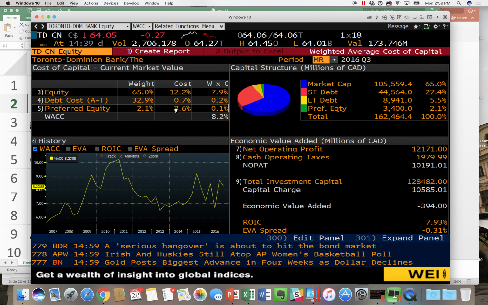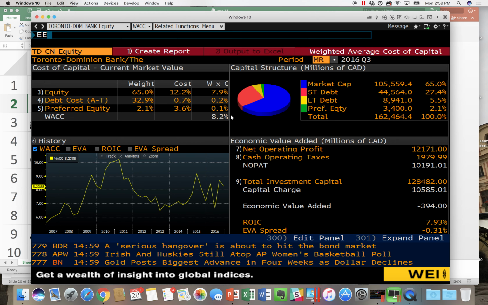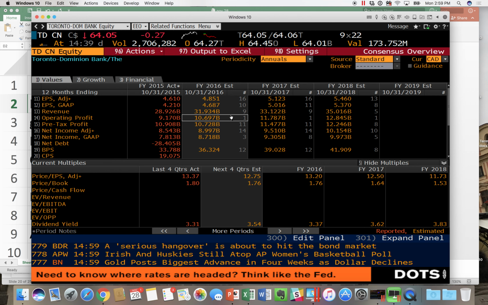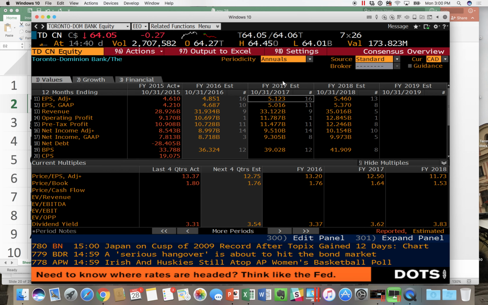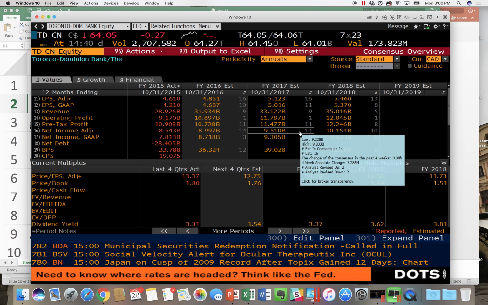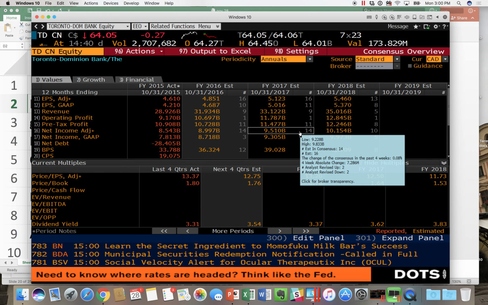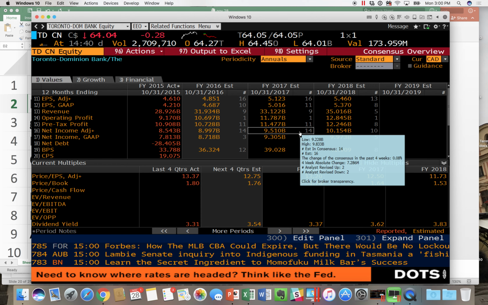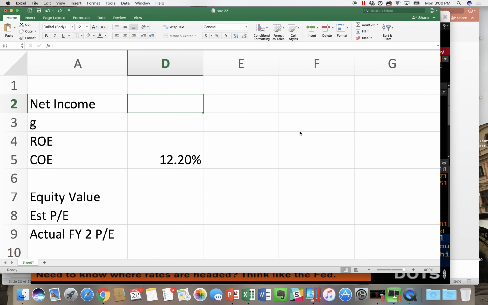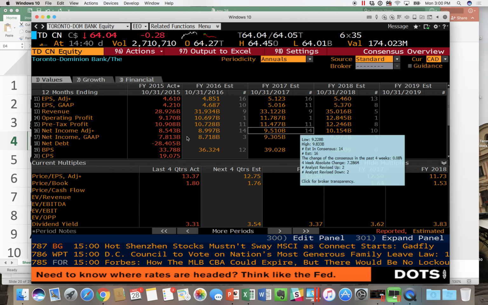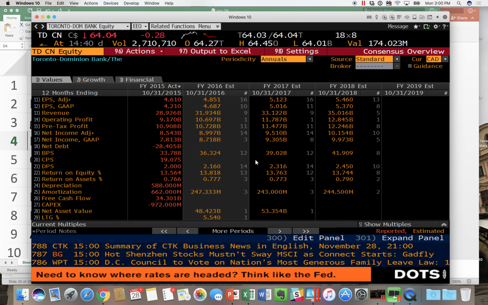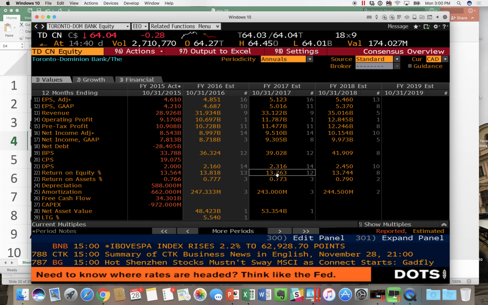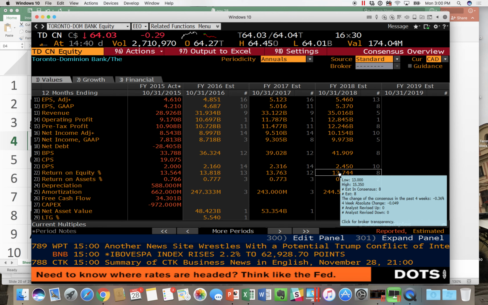Net income for TD Bank. 2017 net income adjusted. We want to use adjusted net income to take out one-time and non-cash items. So 9,510,000,000 Canadian dollars. Return on equity for TD Bank in the future. Next 3 years expected to be 13.8, 13.8, 13.7.